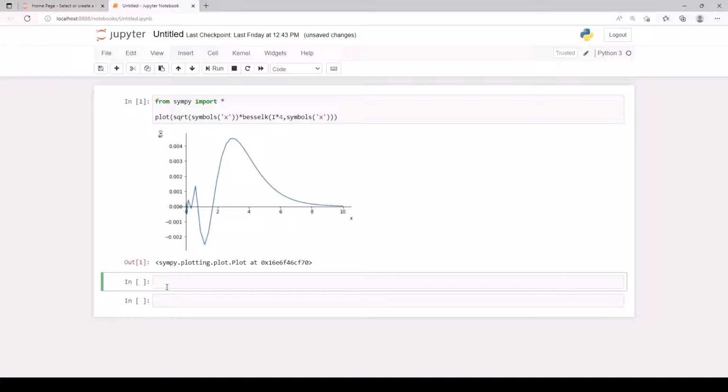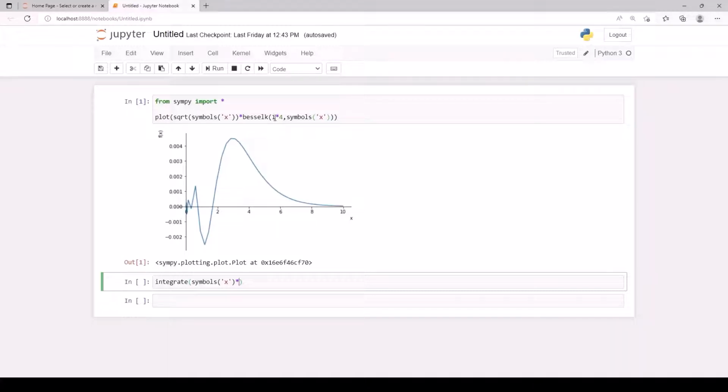Python, as we will soon see as I try to integrate this function, is not going to like doing this. So let's integrate this. In order to normalize a, we want to take the integral of the magnitude of this thing squared. So if we square this, we're going to use integrate, which is a SymPy command, and our function. Our function is first off going to be, the square root of x just becomes x, so I'm going to label that symbols x, and then this is going to get multiplied by the Bessel function squared.